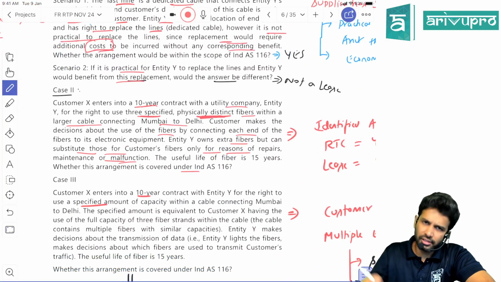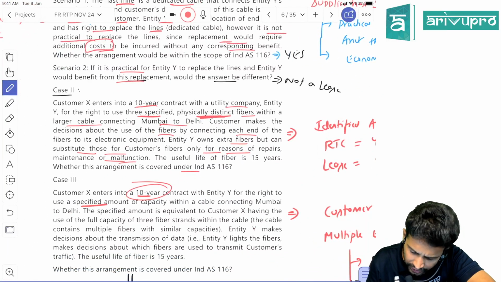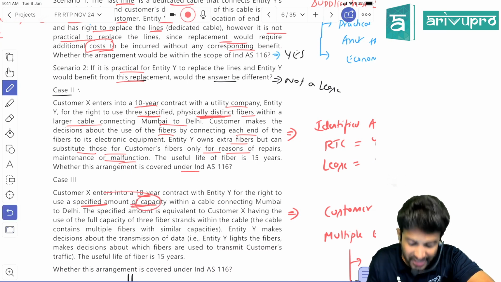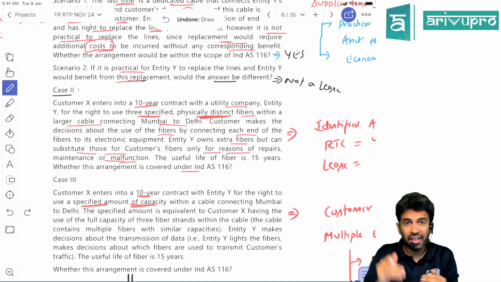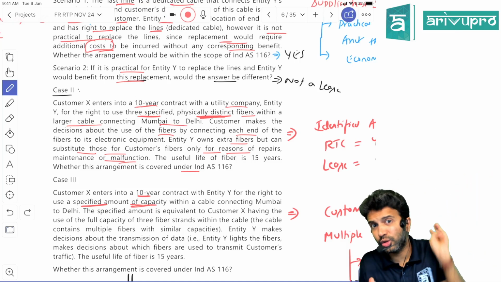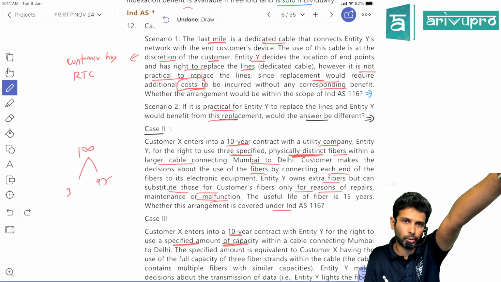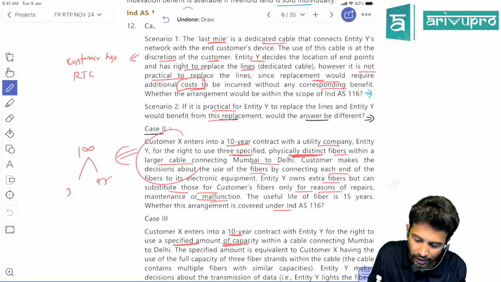Now the next case is just a modification of the above case. Same 10-year contract with the customer for the right to use a specified amount of capacity. In the previous case, the customer took a lease to use 3 specific cables. Suppose 100 cables were there. Of these 100, 3 specifically were leased out. Okay, that was the above case.